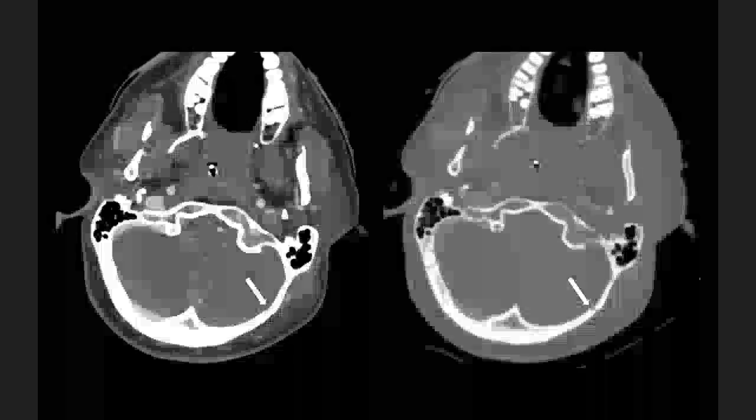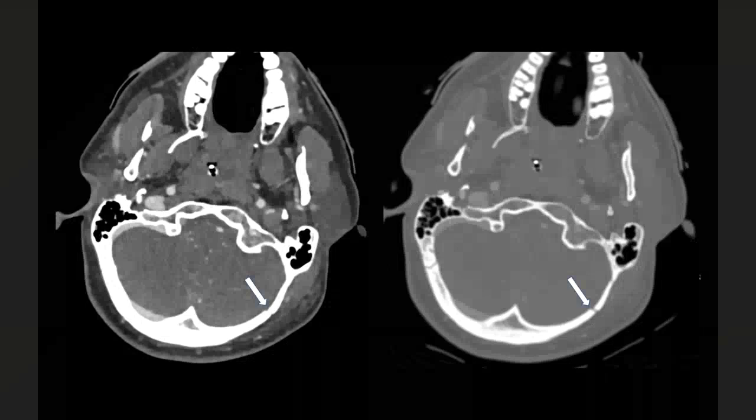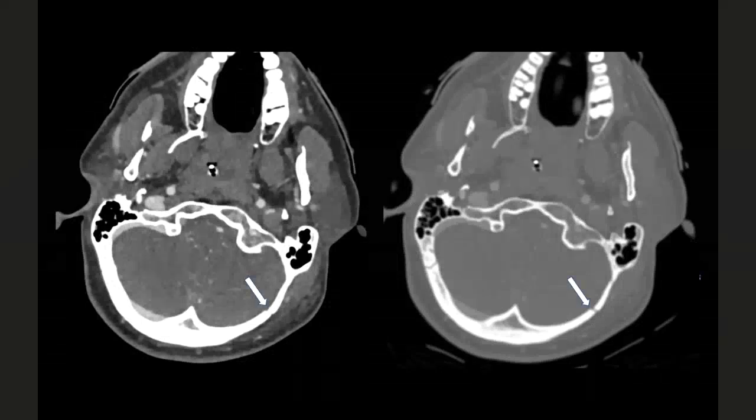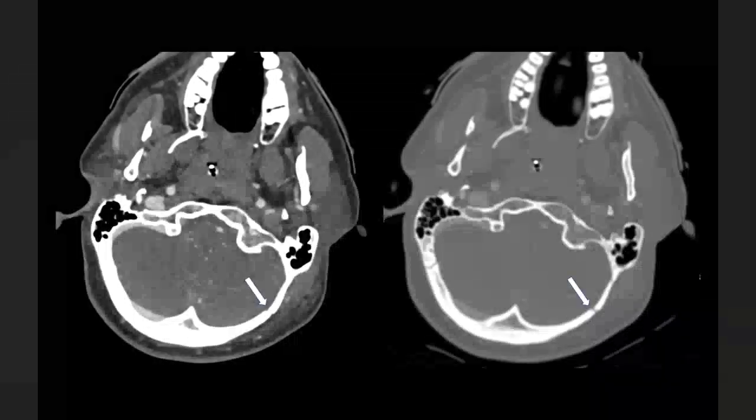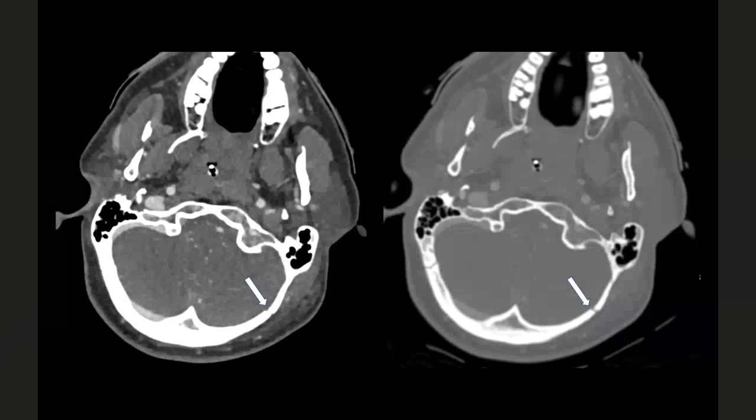Now, if you go and then do a CTA, because I know next to this region is where I have my transverse sinus, I wanted to see if the transverse sinus is fine. So we get a CTV, right? In the CTV, I see the fracture. Next to the fracture, what's going on?